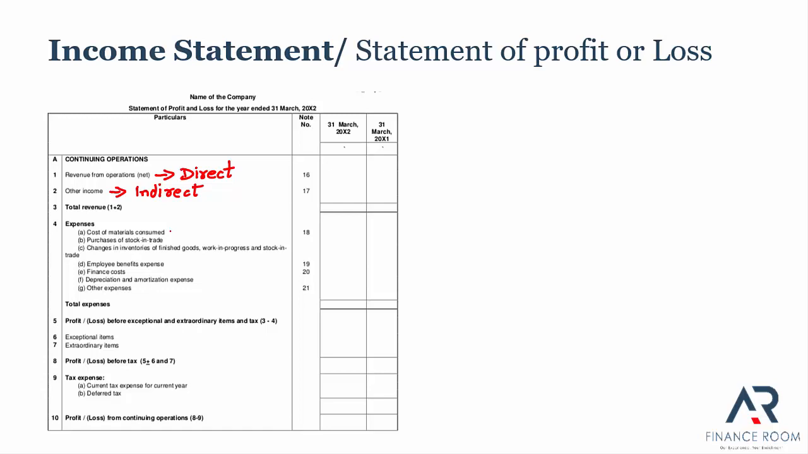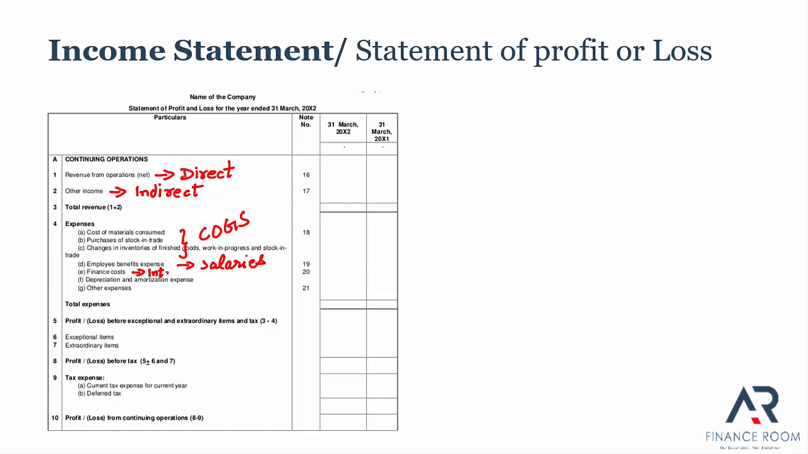Then you have some expenses. Cost of the materials that you consume, the purchases that you make, the changes in inventory of finished goods, work in progress, and stock in trade. So this is nothing but your COGS, that is the cost of goods sold. Employee benefits expense, these are salaries. Finance costs are your interest charges or the bank charges.